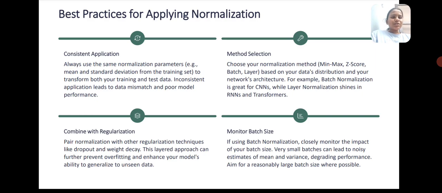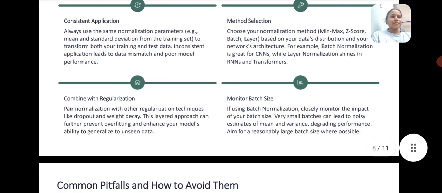Next, method selection. Choose your normalization method, like min-max, z-score, batch, or layer normalization, based on your data distribution and your network architecture. Combine with regularization. Pair normalization with other regularization techniques like dropout and weight decay. Next, monitor batch size. If using batch normalization, closely monitor the impact of your batch size. Very small batches can lead to noisy estimates of mean and variance, degrading performance. Aim for a reasonably large batch size where possible.